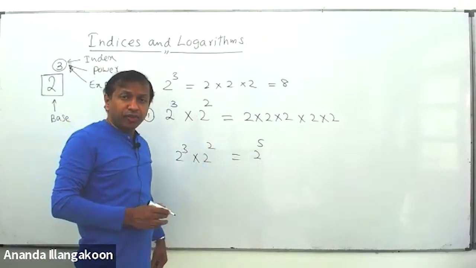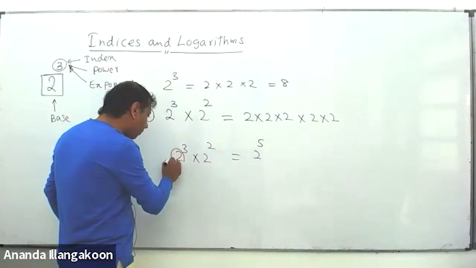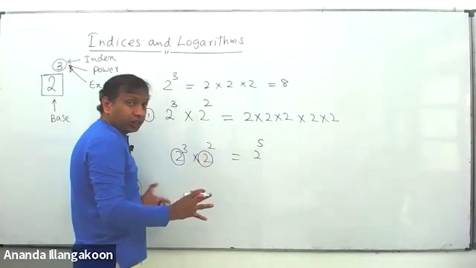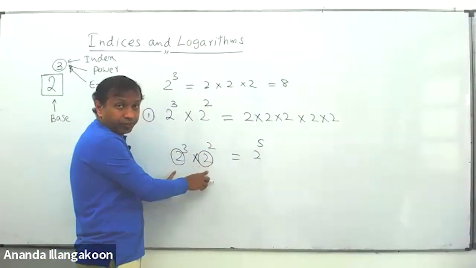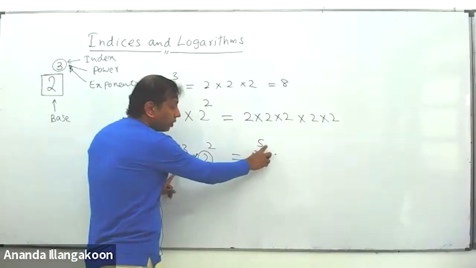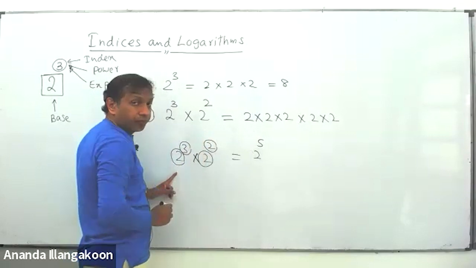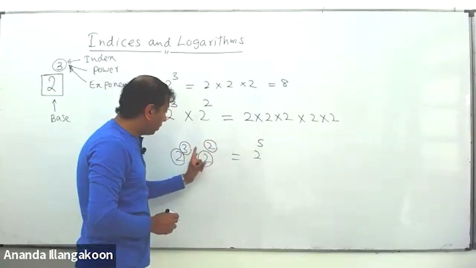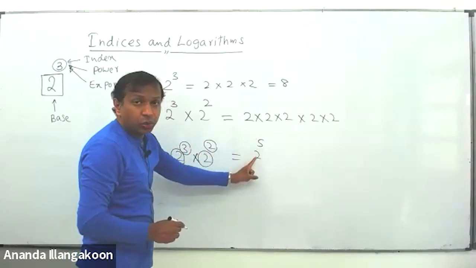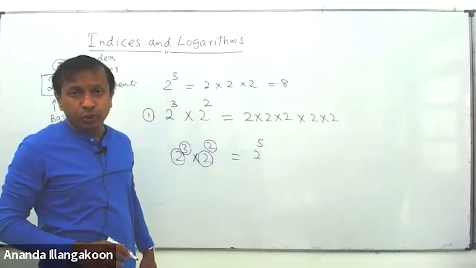Here we form a law. The bases here are the same, and there's a multiplication between them. Then the answer we obtain is by adding these powers, or the exponents or the indices, subject to the same base. 3 plus 2 is 5, so 2 to the power 5. So that is the first index law, people, you learned in your OLs.